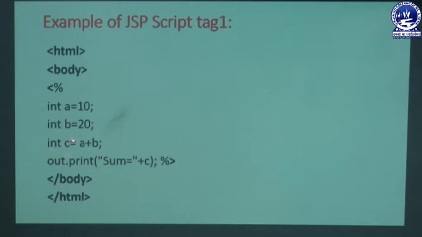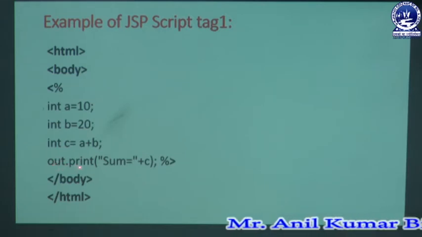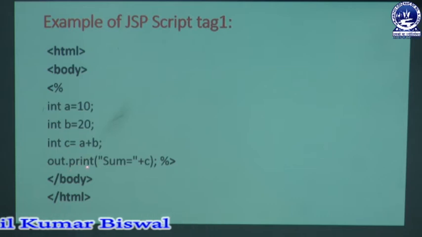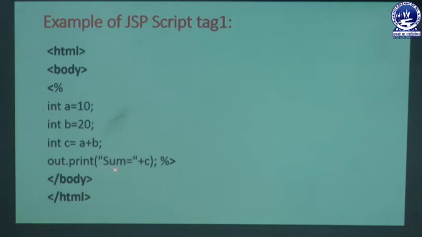Then we are going to display the result of this c variable, which is an integer type variable. At that moment, we use an object known as out, and with the help of that out object, we invoke the print method. In that print method, we write a statement: "sum". Whatever is written within double quotes must be displayed in our web browser. Here we have written sum = plus c.